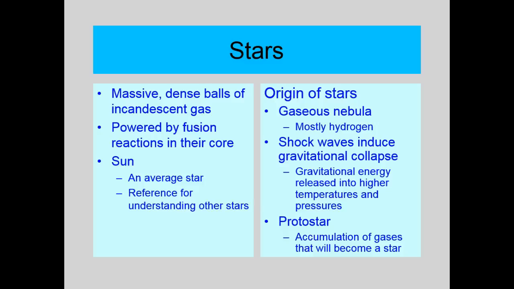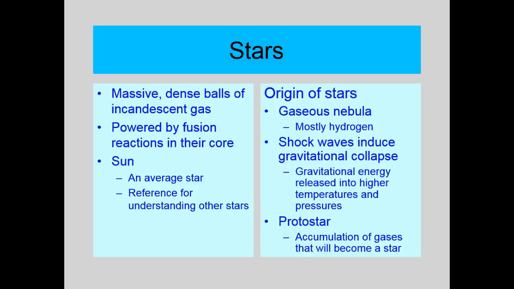But the sun is just an average star. It's the reference for understanding other stars. Other stars are either brighter than the sun or dimmer than the sun. They're either hotter than the sun or cooler than the sun. They're either bigger than the sun or smaller than the sun. Our sun is really average in just about every way. So how in the world did these stars form? How did they get started?